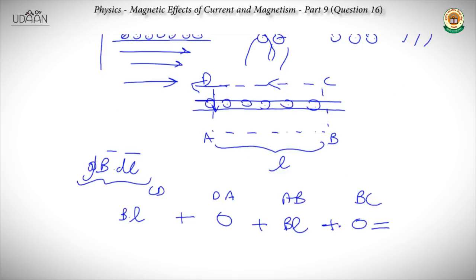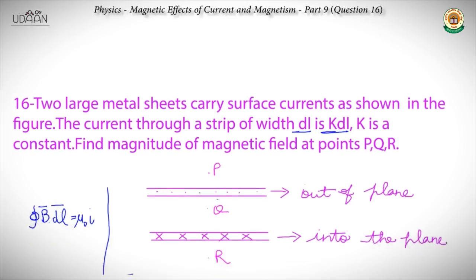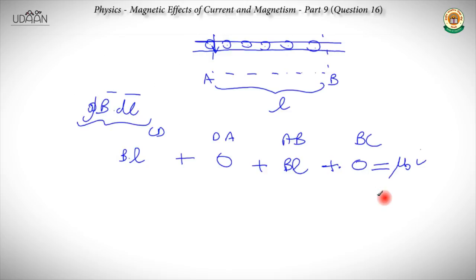Now we say mu naught into I. Now how do we find I for this particular length L? Just look back at the question. We see that for a strip of length DL, the current is KDL. Means it is linearly proportional. We just multiply the length by K, and we get the current. So the current comes out to be mu naught into L into K. So B here is mu naught K divided by 2.